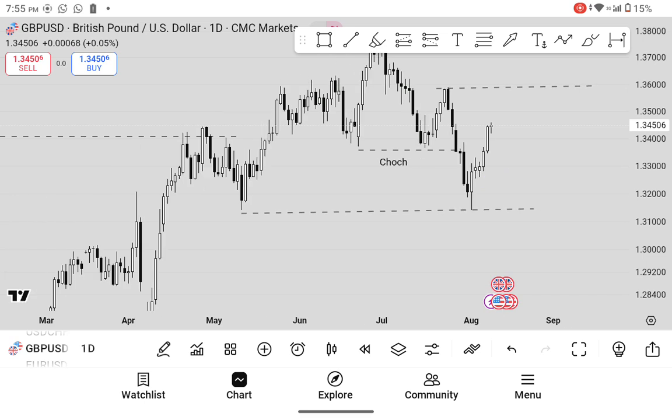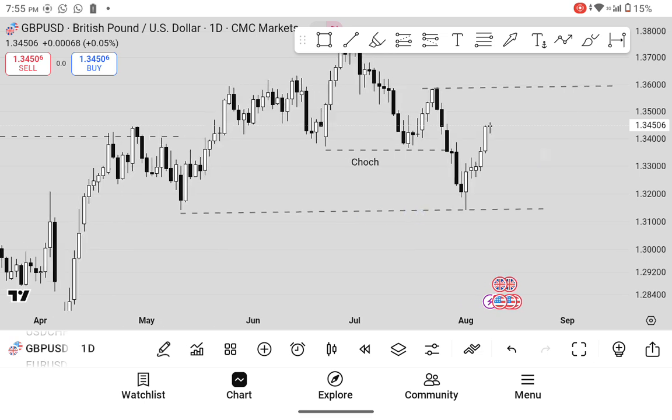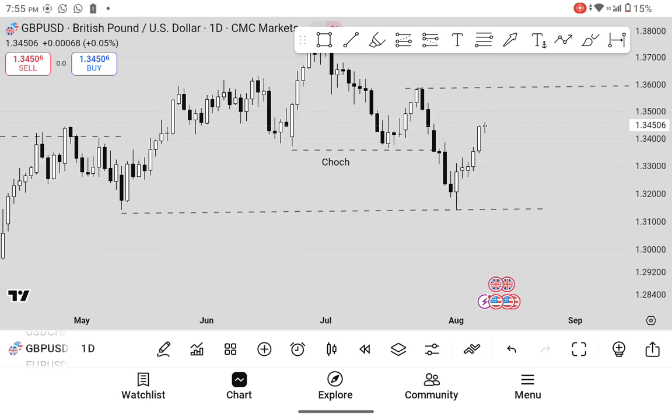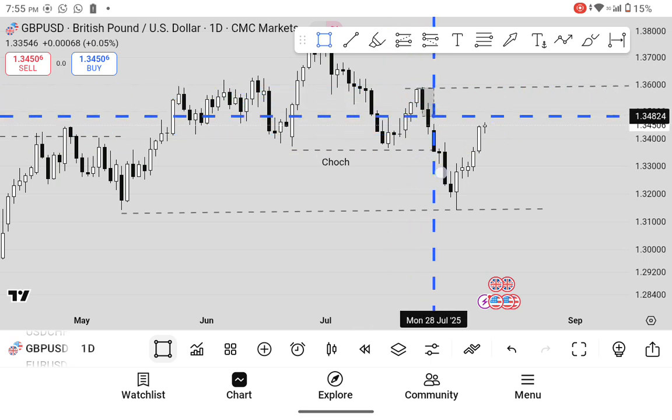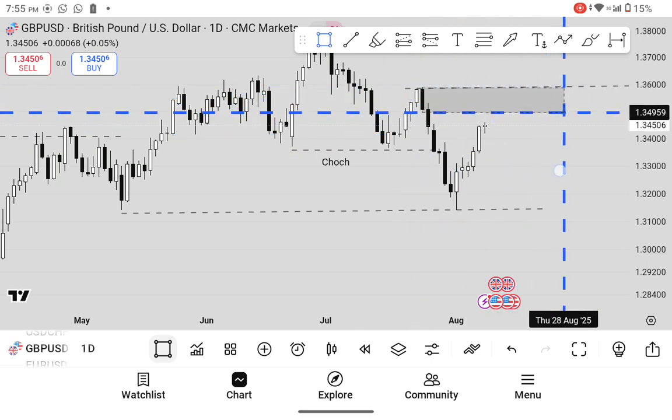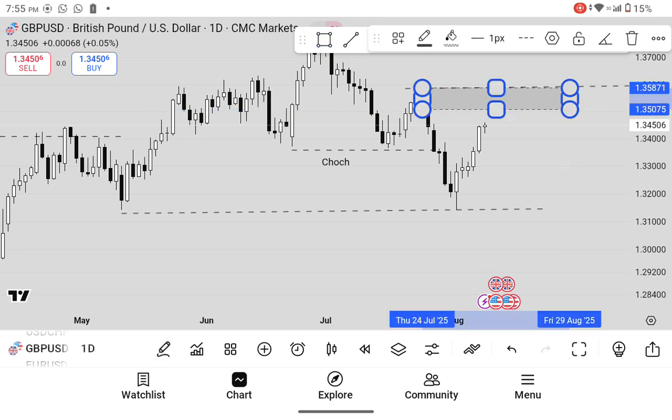So okay, looking at GU now, this is what I'm looking at. After having this change in the state of delivery at that level there, the market breaking that low, I'm looking at GU to buy all the way now to this order block here. We have this order block here in the daily time frame, and we have this fair value gap.